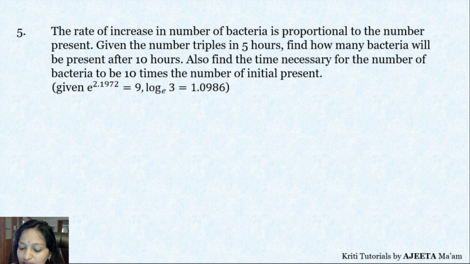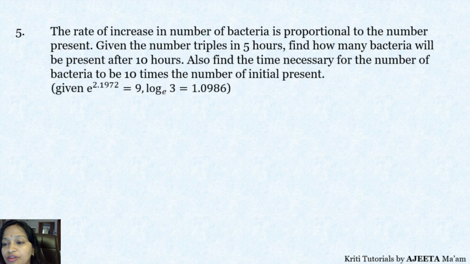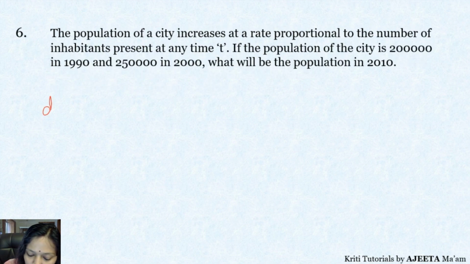The rate of increase in number of bacteria is proportional to the number present. Given the number triples in 5 hours, find how many bacteria will be present after 10 hours. Also find the time necessary for the number of bacteria to be 10 times the number initially present. Here also a few values are given to you, so we have to use them. Clear? Now let's start this question. Here a very simple thing is given to you, that the rate of increase in number of bacteria is proportional to the number present. So now let's take the initial count.